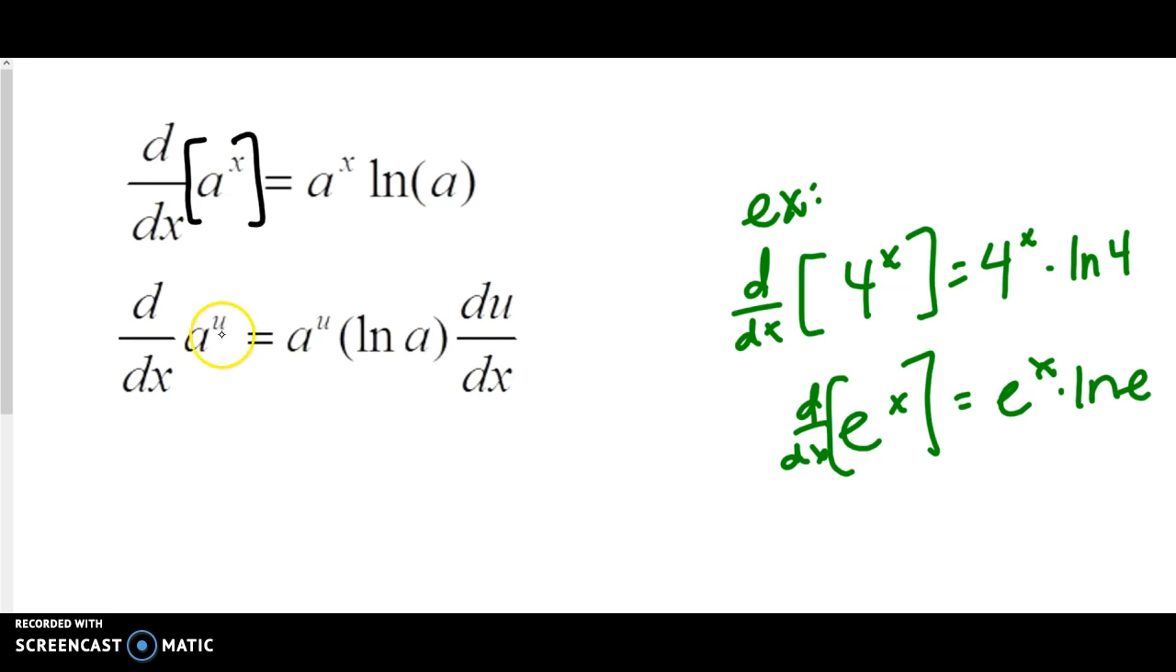Also, if we do have an exponent that is something other than x, so let's say it's something like x squared plus 1, don't forget we do need to multiply by the derivative of that. So chain rule.